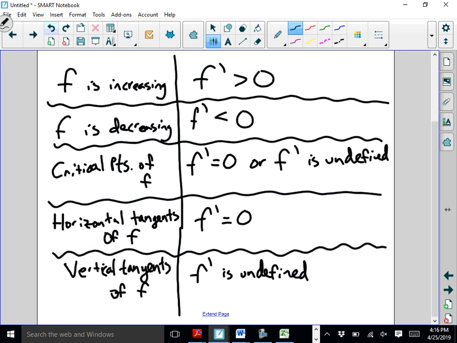They talk a lot about critical points on the test. They sometimes talk about horizontal tangents. On a few tests, I've seen them talk about vertical tangents. Not as common, but if they ask about it, we'll be ready. Okay, the next one is a big one.